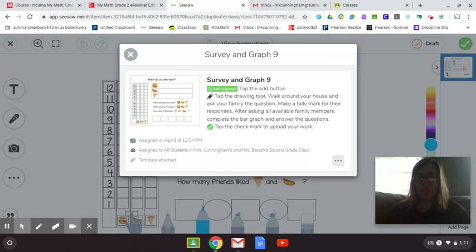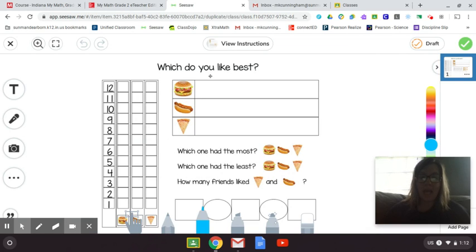It says tap the drawing tool, walk around your house and ask your family the question. Make a tally mark for their responses. After asking all available family members, complete the bar graph and answer the questions. Tap the check mark to upload your work. Okay, so you're going to go around your house and you're going to say, which one do you like best, hamburger, hot dog, or pizza? And then you're going to mark your line.